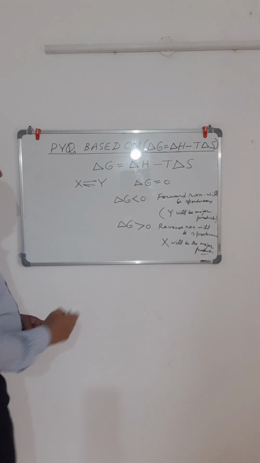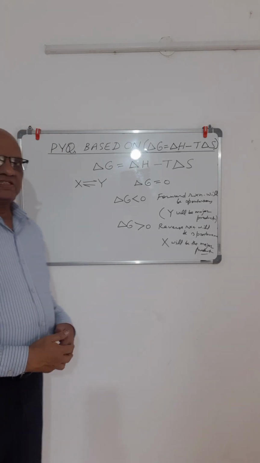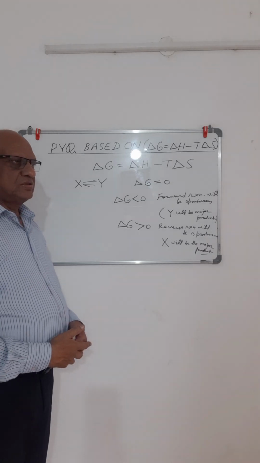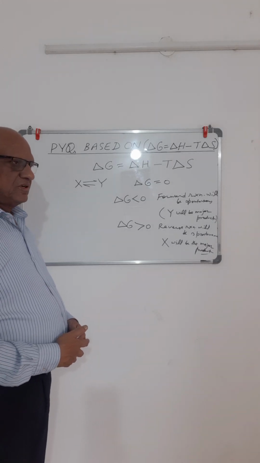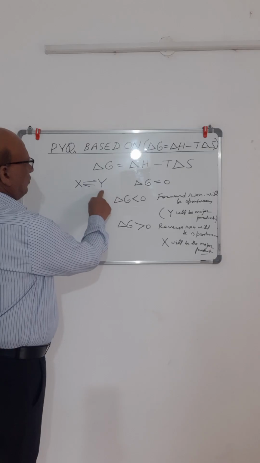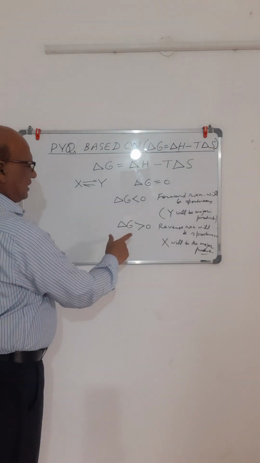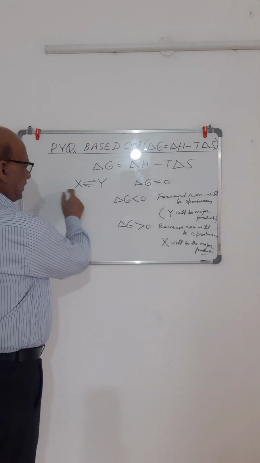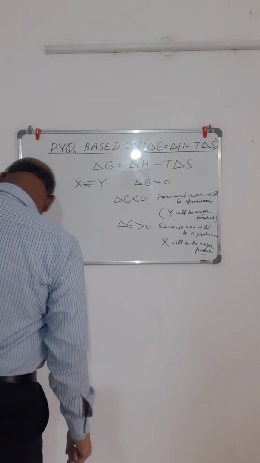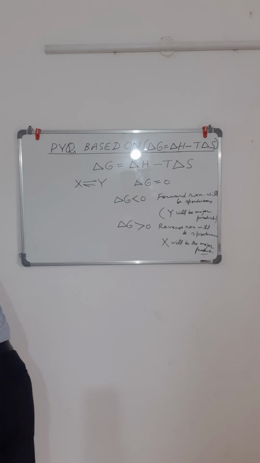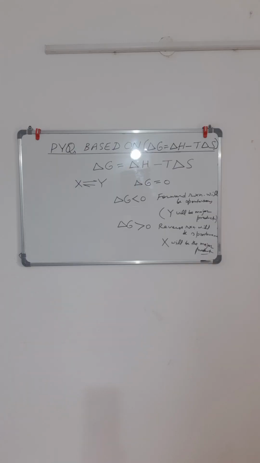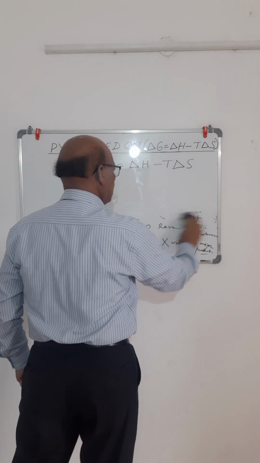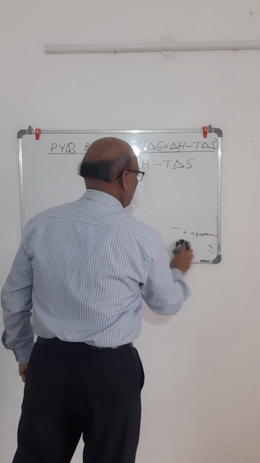Okay, so this is the concept of delta G. When delta G is equal to 0, the reaction is at equilibrium. When delta G is less than 0, the forward reaction will be favored and the yield of Y will be more, and when delta G is greater than 0, the reverse reaction will be favored and X will be the major product. Now we will find out under what conditions this delta G will be negative and under what conditions the delta G will be positive.